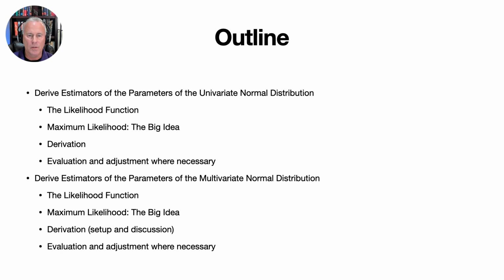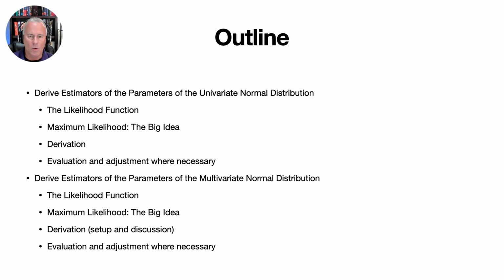We then move on to the general multivariate normal distribution and a derivation of its many parameters. As before, the starting point is the likelihood function, and we define and construct it for the multivariate normal case. We again discuss maximum likelihood estimation, this time for the multivariate normal distribution, and we find that the only real difference between that and the univariate normal case is the dimensionality of the parameter space. We then set up and discuss the derivation process.